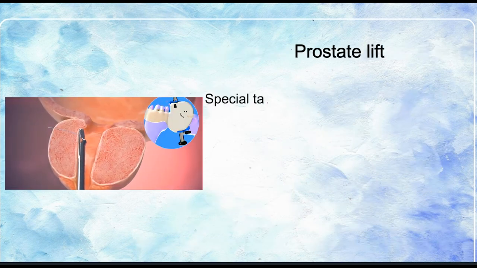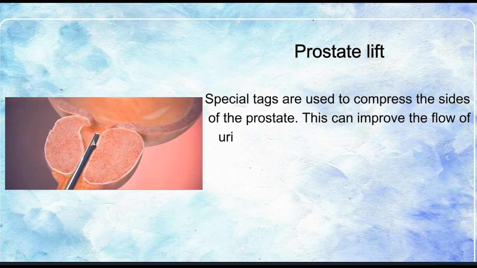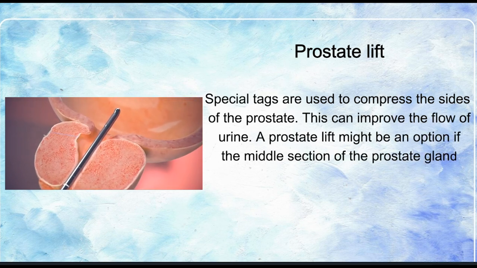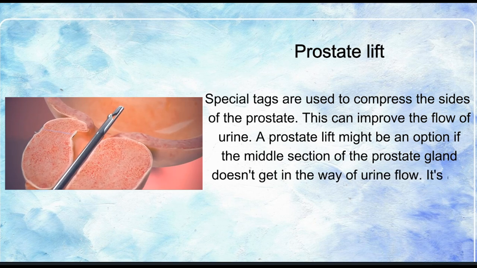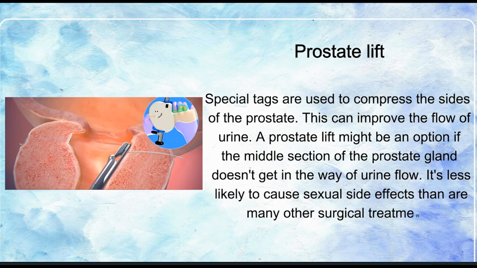Prostate lift. Special tags are used to compress the sides of the prostate. This can improve the flow of urine. A prostate lift might be an option if the middle section of the prostate gland doesn't get in the way of urine flow. It's less likely to cause sexual side effects than are many other surgical treatments.